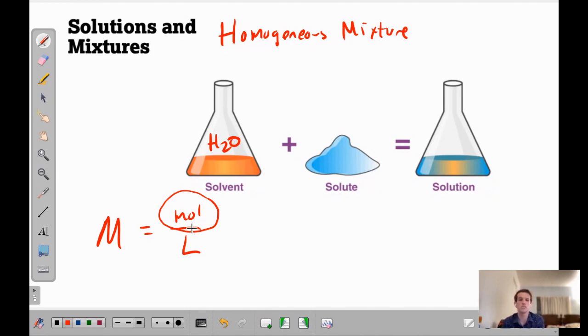We're going to go more in depth in solutions when we get to the equilibrium and acid base portion of the course, but you should know still the basics of it.